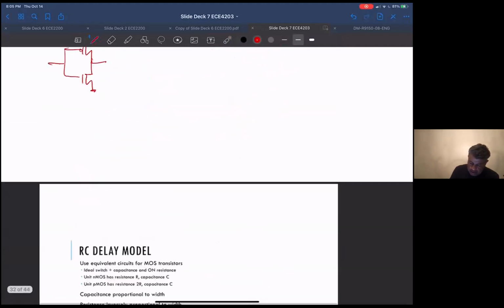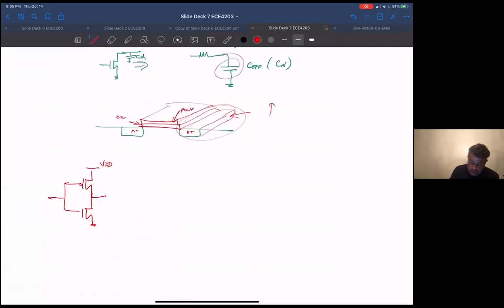Let me talk about it here. So let's put the whole thing together. Okay, so this is our inverter, and in most cases it's going to be driving another gate, right? For the sake of discussion, let's say it's driving another inverter. It could be another gate, and we'll get to the general case. But in this case, we're driving another inverter.